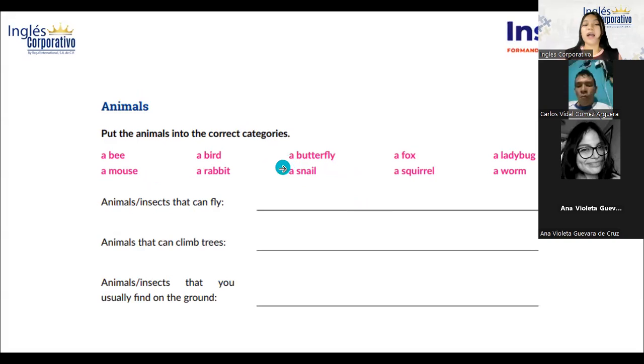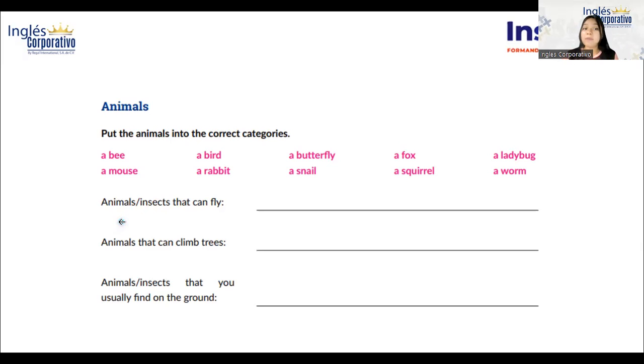Yes. So what about this one? A snail. What is a snail? Caracol. Un caracol. Correct. We also have a squirrel. Guys, if you have a lot of background noise, you see. Tenemos bastante ruido. Okay, so we have a squirrel. This one is kind of difficult, but you need to practice a lot. A squirrel. Una ardilla. Then we also have a worm, which is un gusano. Very good.